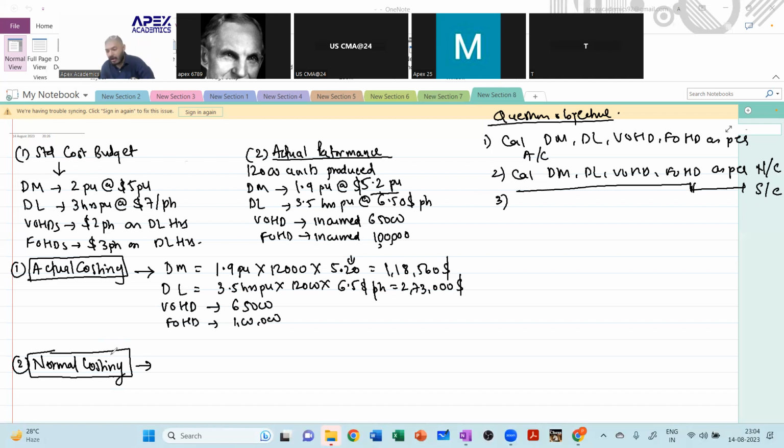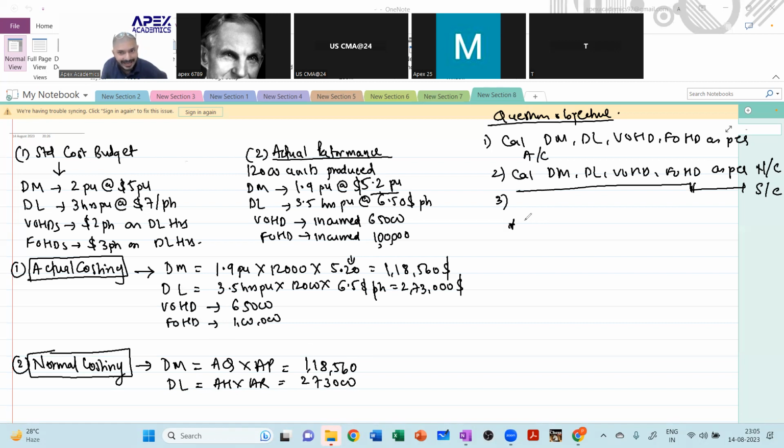What I'm saying, now for your actual costing, for your normal costing, your direct materials continue to be actual quantity multiplied by actual price, which is nothing but your actual numbers. So they will continue to be 1,18,560. Your direct labor is also going to be actual hours multiplied by actual rates. So it will be how much? 2,73,000. You need to understand that actual costing and normal costing for direct material and direct labor are always going to be the same.